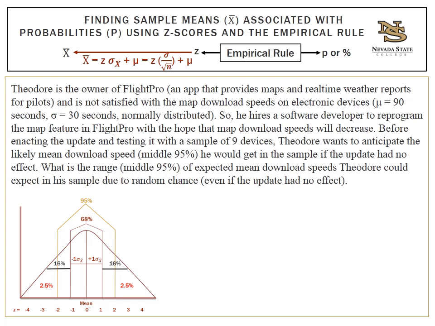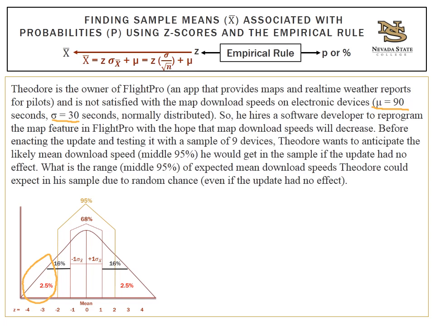Theodore is the owner of FlightPro, an app that provides maps and real-time weather reports for pilots. And he's not satisfied with the map download speeds on electronic devices. So right now, the mean download speed in the population is 90, with a standard deviation of 30. He hires a software developer to reprogram the map feature in FlightPro, hoping that now the download speeds will decrease. So he's really hoping that it falls down here.